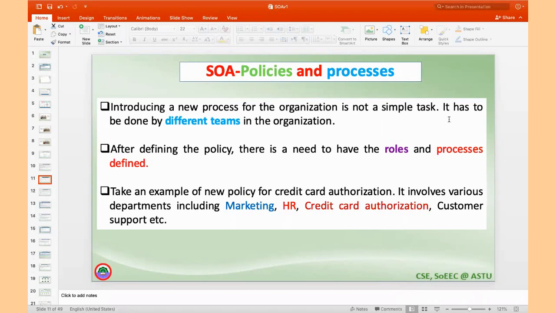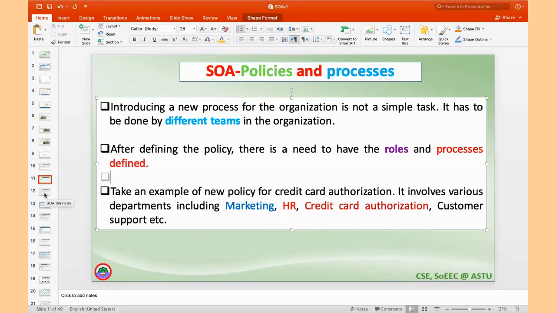Here it has to be done with different teams, of course. These services, or whole policies and business processes, will be implemented by different team members, different teams in your organization. If you take any organization, there may be different kinds of departments. All these departments collectively automate their business process, so they need to work together. Each department has its own policies, its own rules.